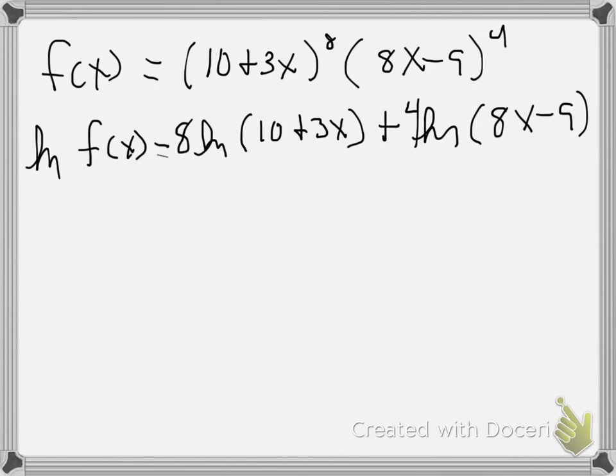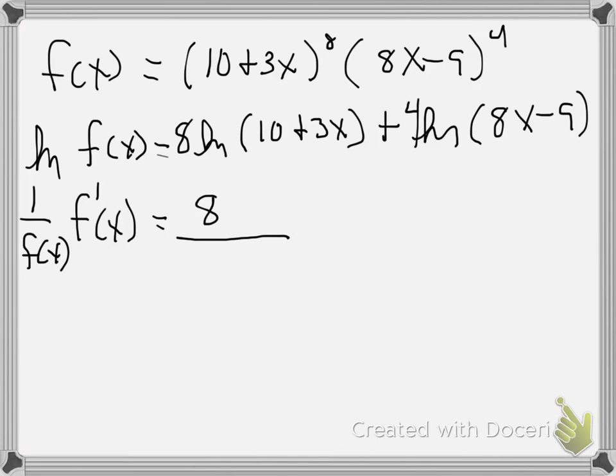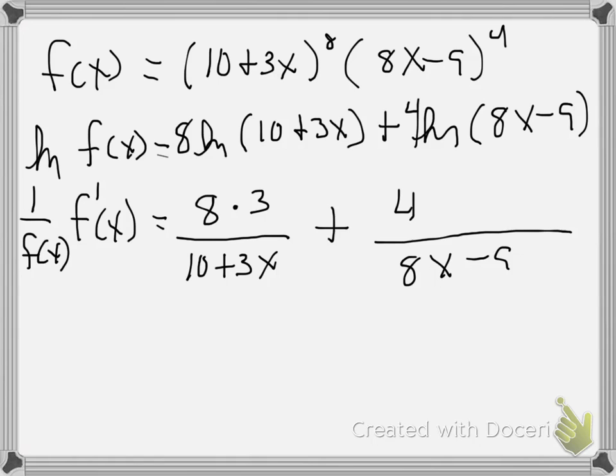Now if I take the derivative of each side, I get 1 over f of x times f prime of x. That equals, well, I've got an 8, and that's going to be over 10 plus 3x, the derivative of natural log 10 plus 3x, times the derivative of 10 plus 3x, which is times 3, plus, well, I got a 4 here. Derivative of natural log 8x minus 9 is 1 over 8x minus 9 times the derivative of 8x minus 9, which is times 8.